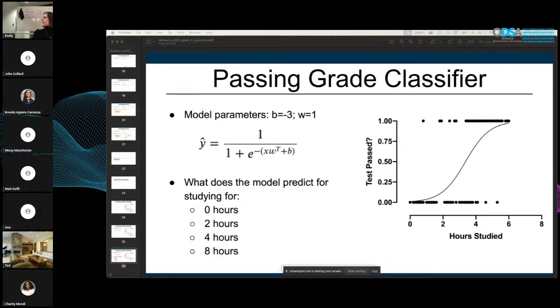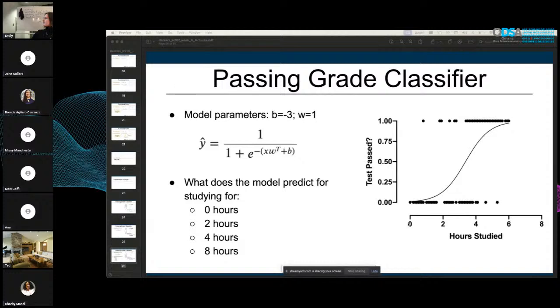It's a fail, right? It would predict 0 because that's where the line is down here. So if we come over here to the x-axis, studying for 0 hours, it would predict 0. What would it predict for 2 hours?